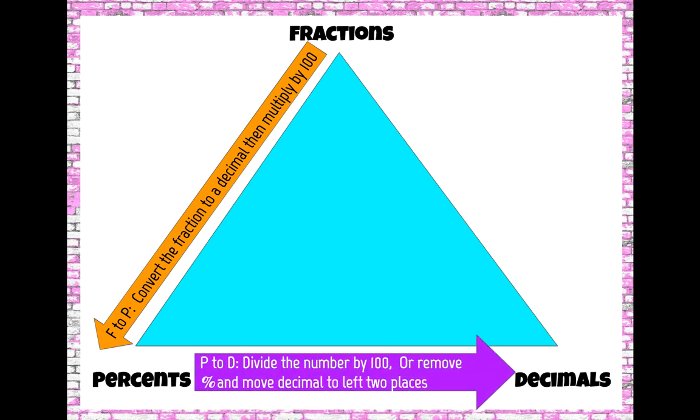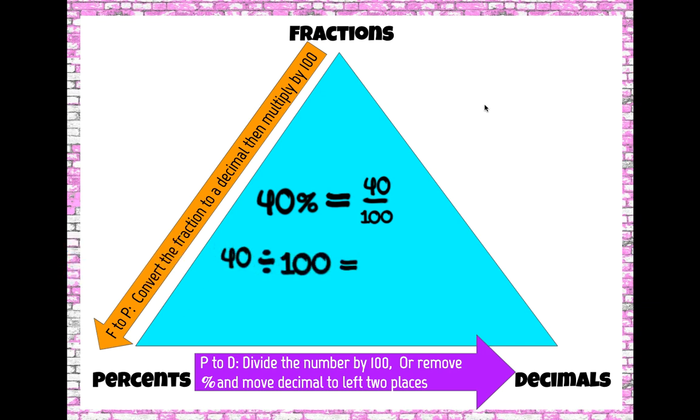So let's go from a percent to a decimal. Remember how when we went from a decimal to a percent, we multiplied times 100. Well, here, going from a percent to a decimal, we need to divide the number by 100. Or we can just remove the percent and move the decimal to the left 2 places. So let's take our percent and write it as a fraction, because a fraction is a division problem, and we're going to take that numerator 40 and divide it by 100, which gives us 4/10.